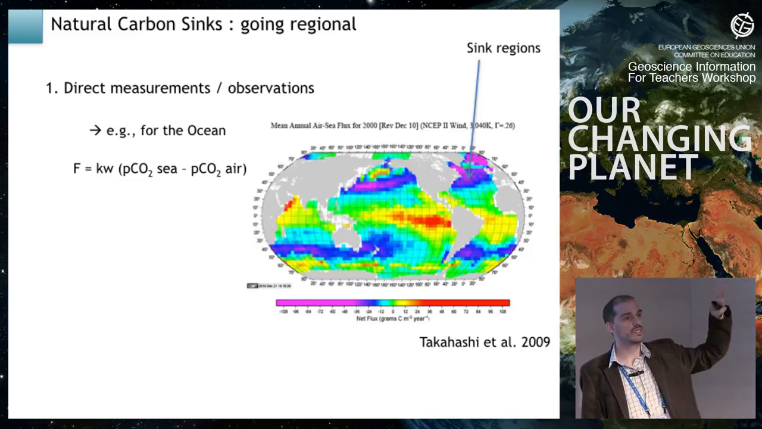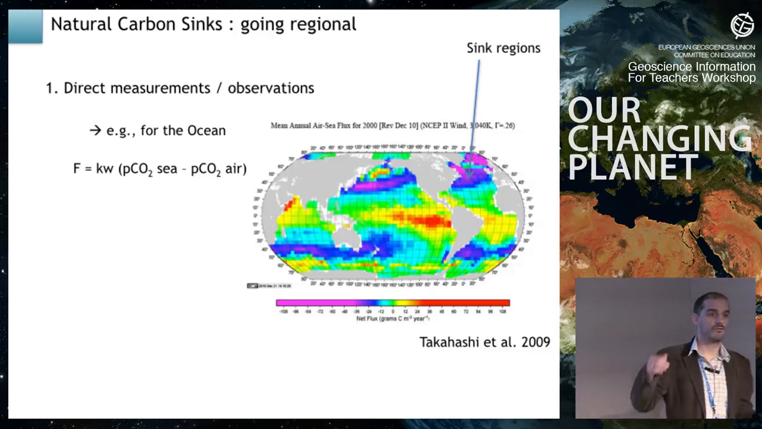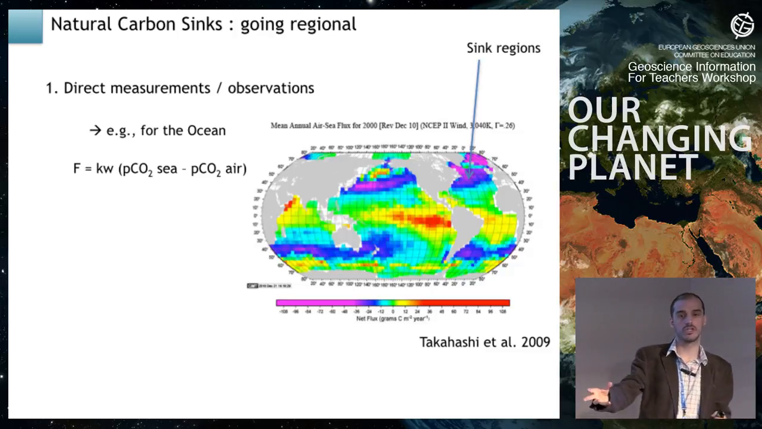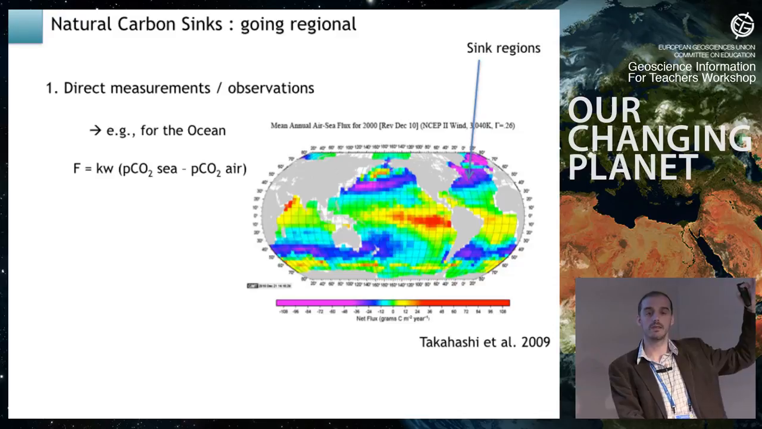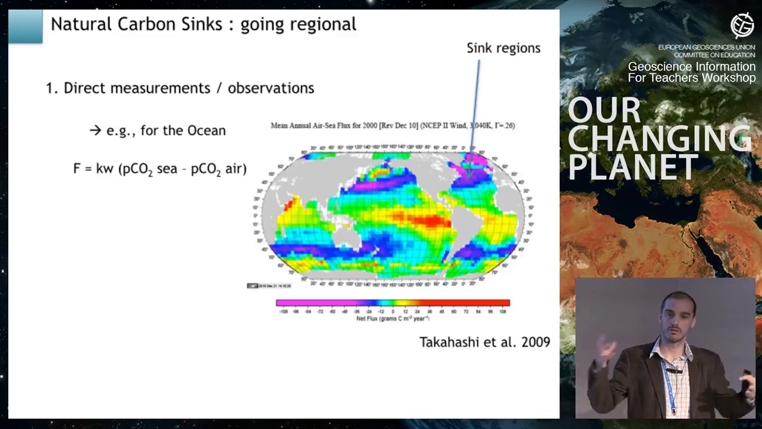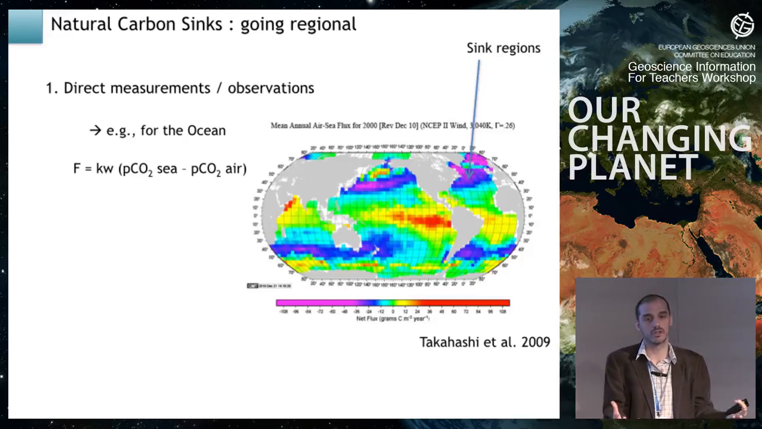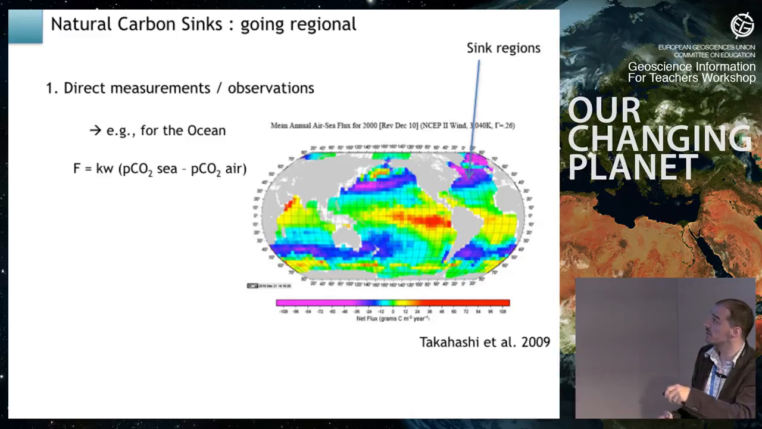So even if CO2 is increasing in the atmosphere, you have regions in which CO2 is entering the ocean and regions in which CO2 is exiting the ocean. So you see that the ocean carbon cycle is complicated. We have to understand what's happening in the ocean carbon cycle to be able to explain the carbon sink. But we have these methods and we have lots of observations.